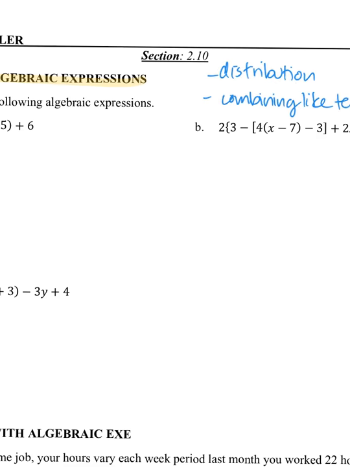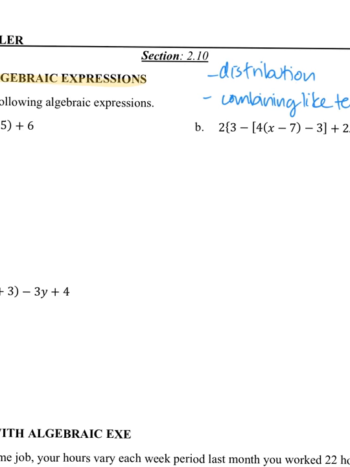Okay, so looking at part A, we're asked to simplify the following algebraic expression. So pretty much the main thing you're going to do is distribute and then combine any like terms you see. And then if you see any other parentheses that need to be used, you'll go ahead and follow the same pattern of distributing and then combining like terms.